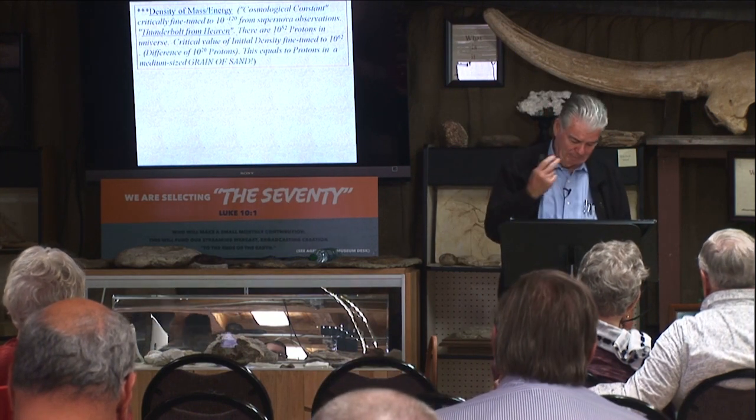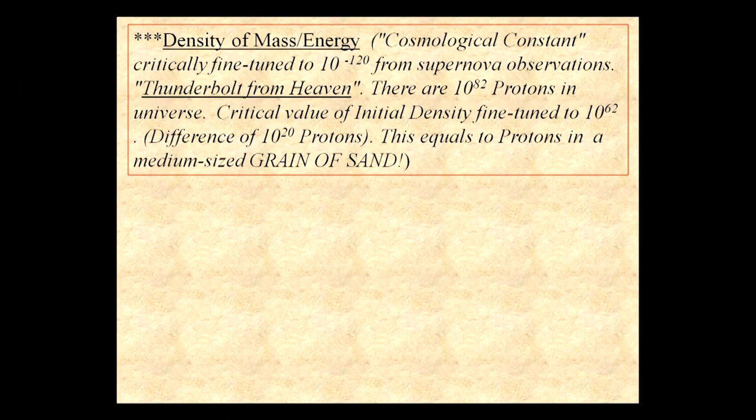All right, now let's put this into a perspective that I think you'll appreciate. In a technical journal, an article was released, and it was titled Thunderbolt from Heaven. And that's where they calculated this 1 part in 10 to the minus 120th. Now let's apply this. There are 10 to the 82nd protons in the universe. And again, if the universe is bigger than we have now calculated, the ratios still remain the same, so the math holds up. There are 10 to the 82nd protons in the universe. The critical value of the initial density is fine-tuned to 10 to the 62nd from supernovae observations. So that's a difference of 10 to the 20th protons.